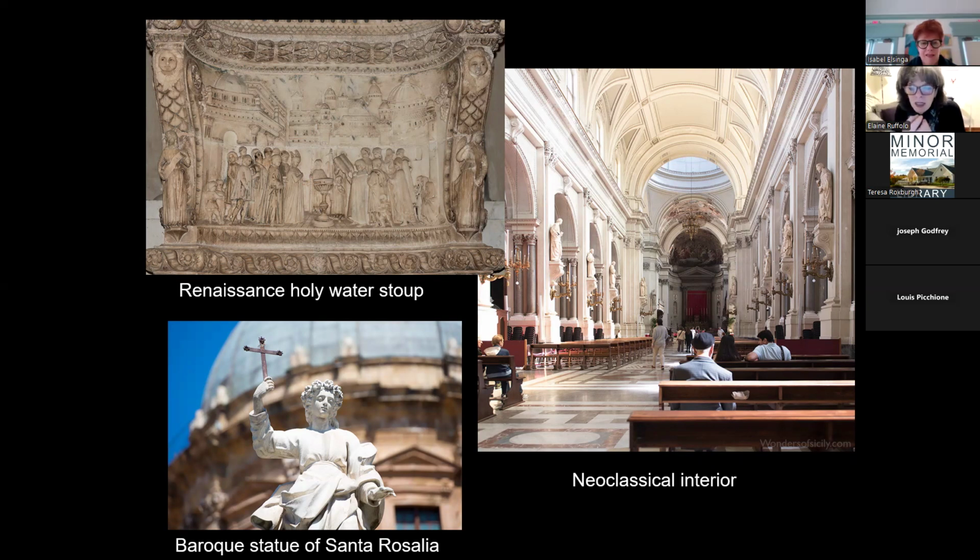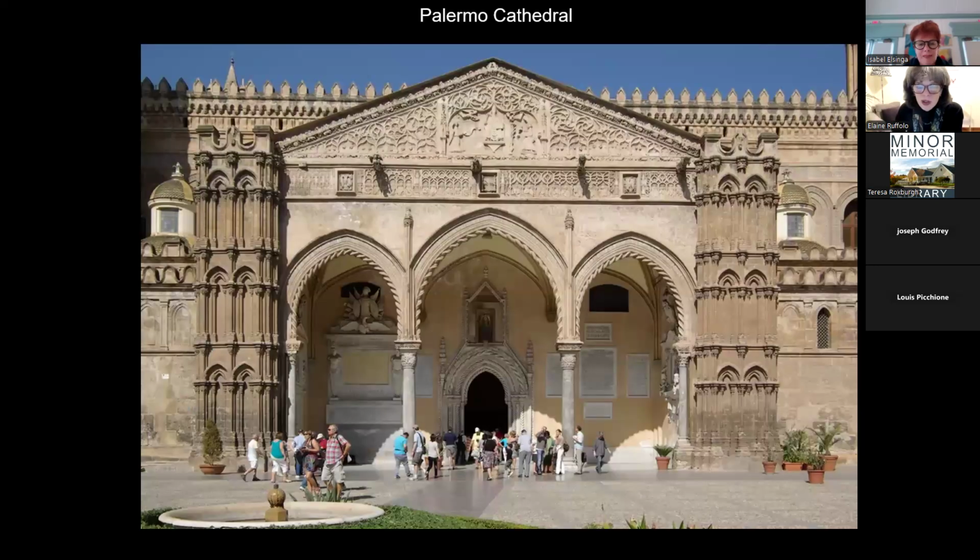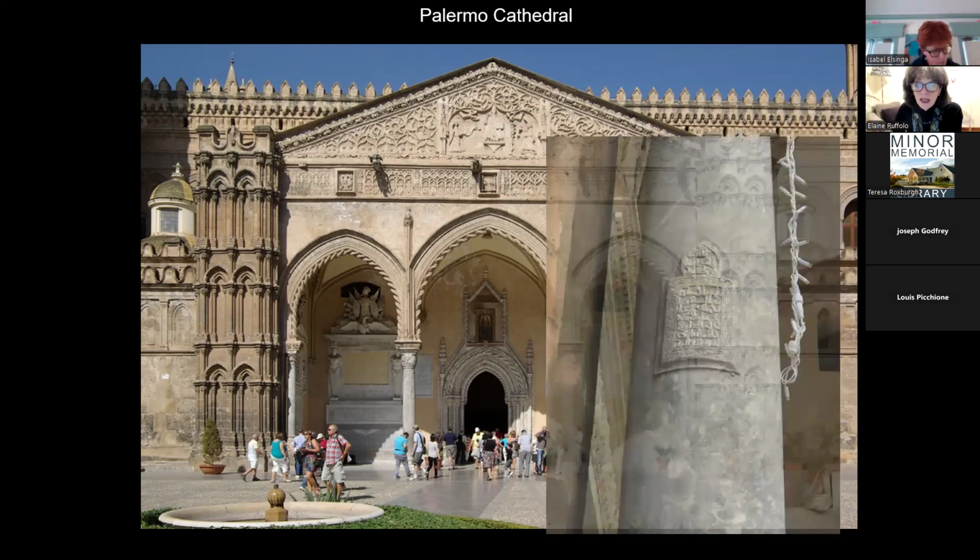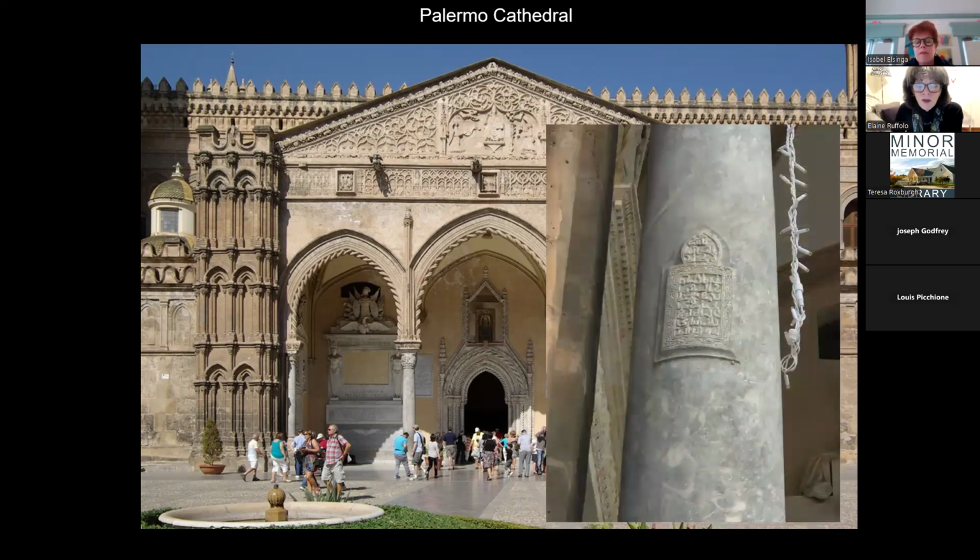It is the beating heart of the city, and it is an amazing building that begins on the site of a pre-existing mosque in 1185, which explains some of the architecture. In fact, if you take a look at the exterior, here's the porch to go into Palermo Cathedral. And if you look at the column on the left-hand side, you'll see an inscription from a passage of the Quran engraved into the columns of the entrance of the church.